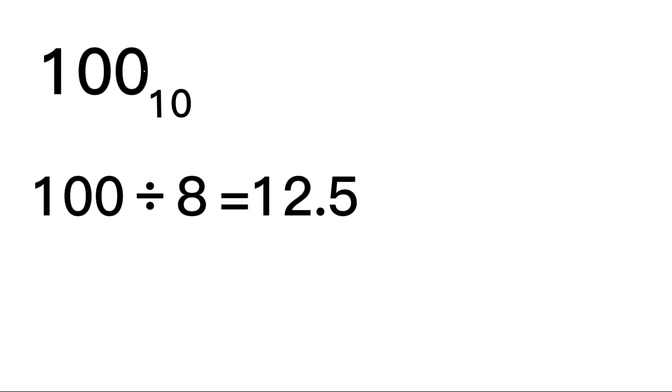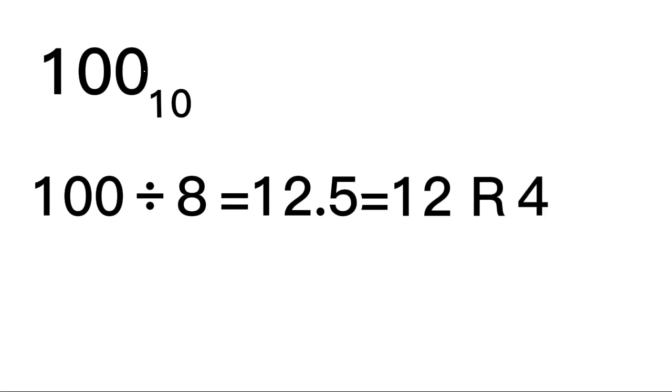The next thing we need to do here is identify the remainder. So we have 12 and then remainder. In order to identify it, take the decimal value and take the numbers after the decimal point. That is 0.5. And then multiply it by 8. So 8 times 0.5 equals 4. So we have 12 remainder 4.